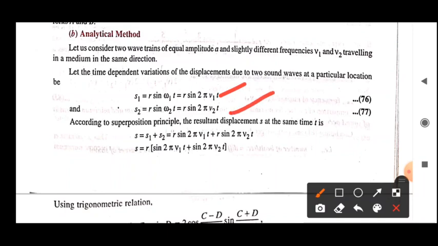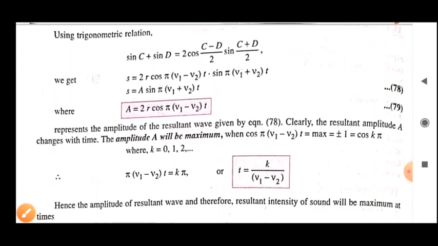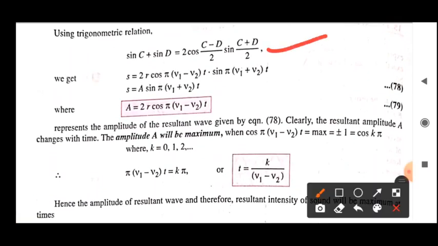Now let's apply the superposition principle at time t. That says S is equal to S1 plus S2. Both are moving in the same direction, so the algebraic sum will obviously be positive. So we can write sin 2 pi nu1 t plus sin 2 pi nu2 t. Now you can see this is sin C plus sin D, so we can apply the formula for sin C plus sin D, which is also written here. After applying this formula you can get the resultant.